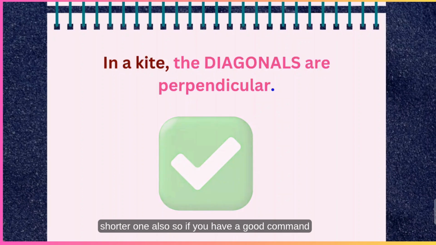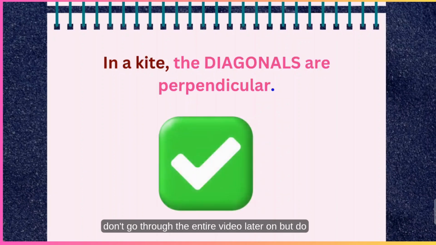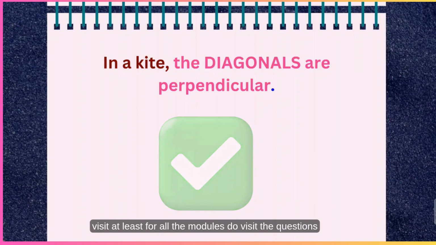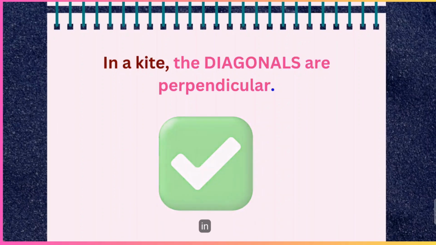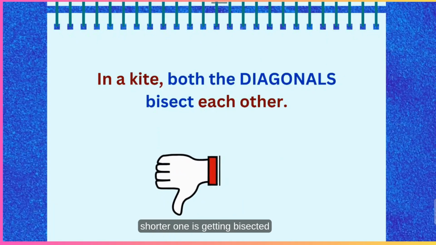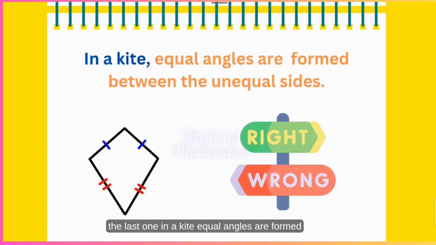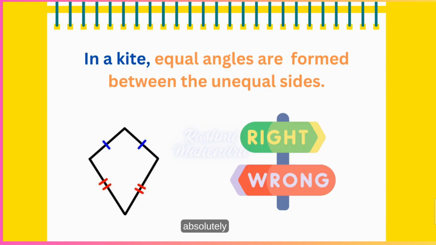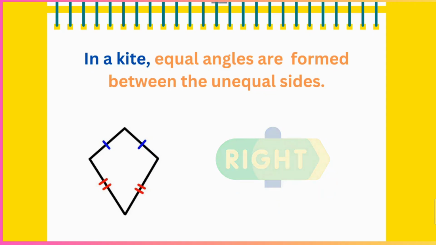So if you have a good command right now and you are feeling confident with the concept, don't go through the entire video later on, but do visit at least for all the modules, do visit the questions and keep practicing them so that you don't forget. In a kite, both the diagonals bisect each other. So you know the answer, not both, but only the shorter one is getting bisected. Bisect means getting divided into two equal parts. Now the last one, in a kite, equal angles are formed between the unequal sides. Absolutely right. This statement is correct.